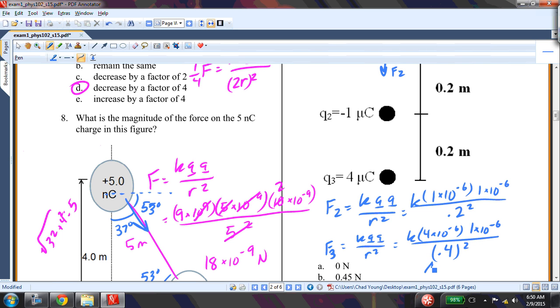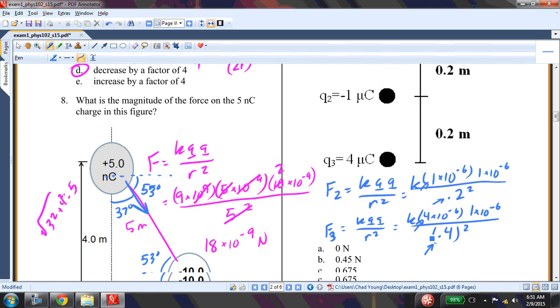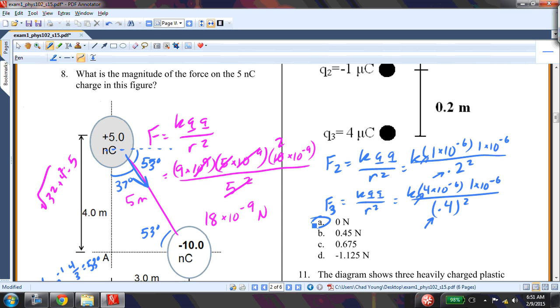This distance here is twice the distance here. That means that the force will be down by a factor of 1/4, like we saw in the previous problem. But notice that this charge here is 4 times this charge here. So while I get a factor of 4 in the denominator, I get a factor of 4 in the numerator too. So that means that the forces are going to be equal, F2 and F3, and they're opposing one another. So A will be the right answer.